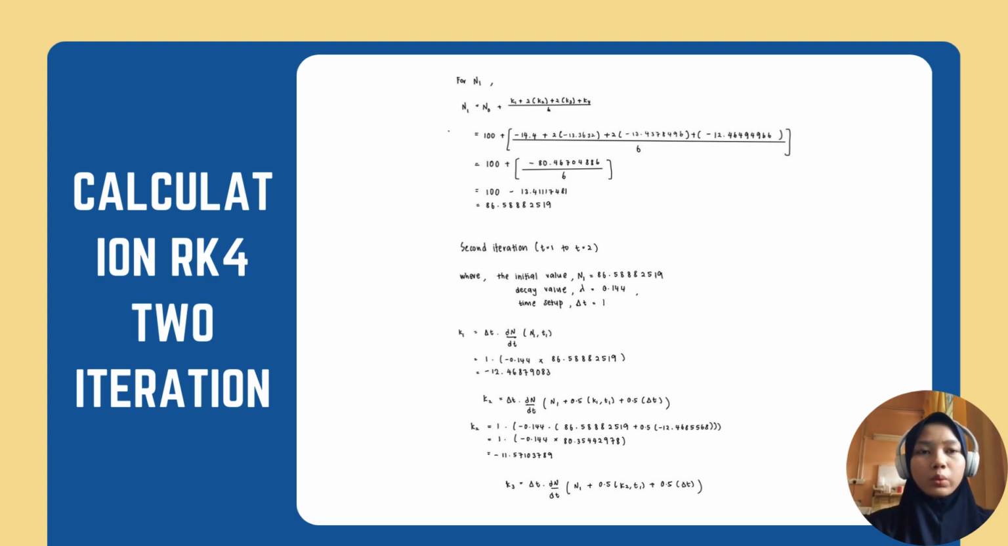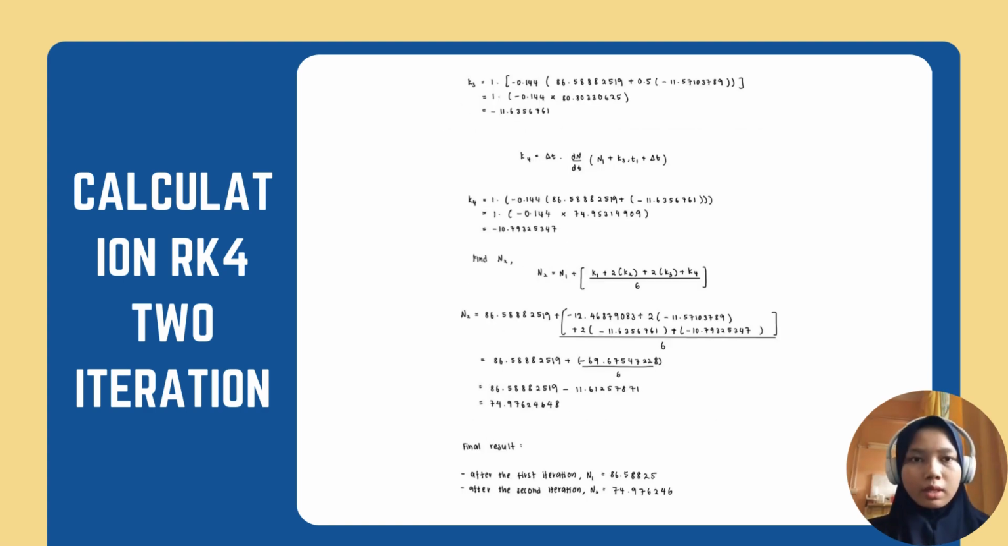So we get the answer of N1, and we proceed to do the second iteration where t1 to t2, where the initial value of N1 equal to 86.58882519, and the decay constant lambda is 0.144, and the time step is equal to 1. So we find the k1 of the second iteration, we will get negative 12.46879083. And for k2, we will get negative 11.57103789. And k3 will be equal to negative 11.635671.